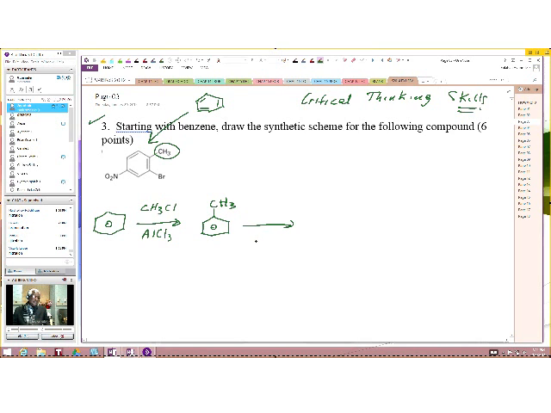Bromination? Or nitration? Okay, let us do nitration. Very good. Nitration uses nitric acid in the presence of sulfuric acid. We know that the methyl is an ortho-para director. We want the para product, so we are going to place the nitro group in the para position.